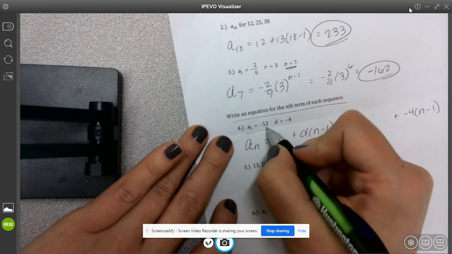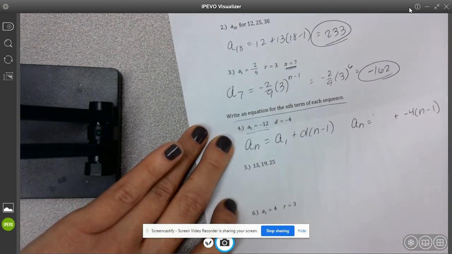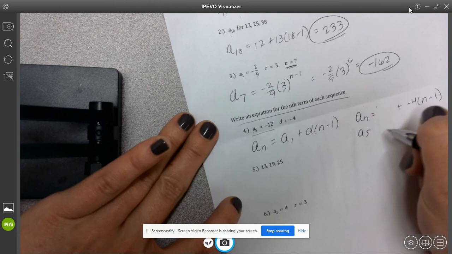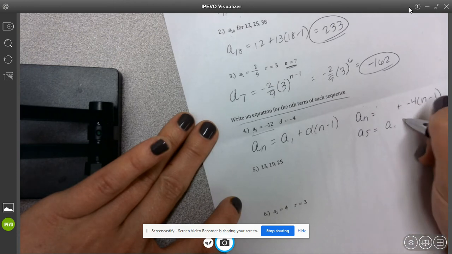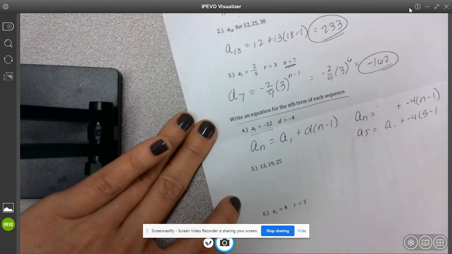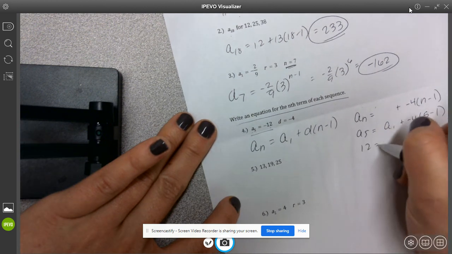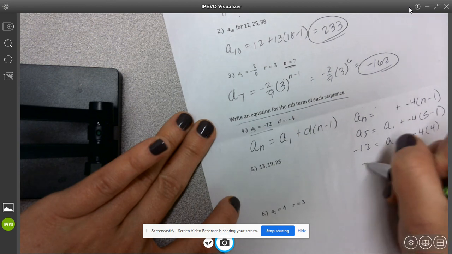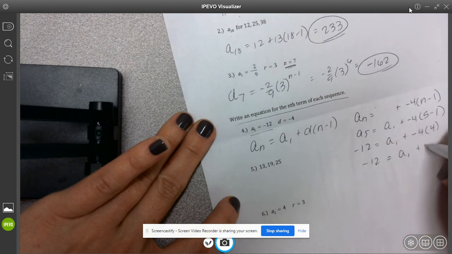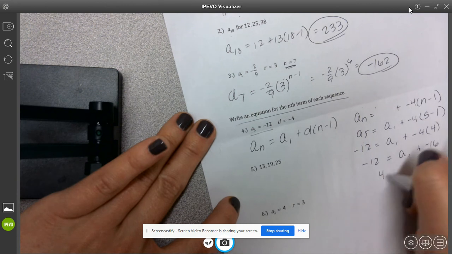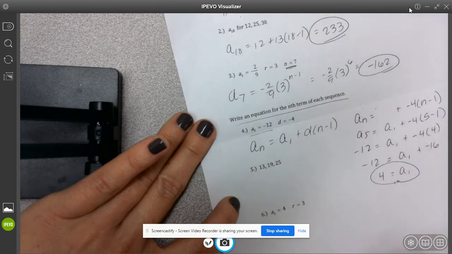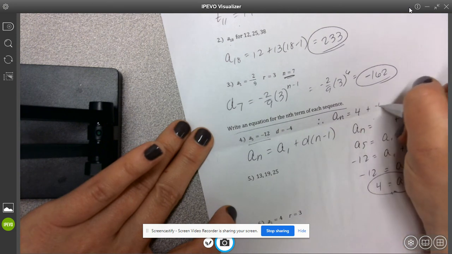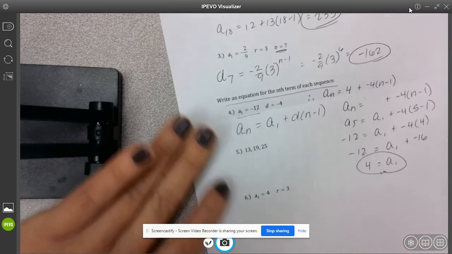Well, if I am at negative 12, I need to find the first term, okay? Well, I know the 5th term is negative 12. I don't know the first term. I know the common difference is negative 4. I'm going to put a 5 in here because I have the 5th term. So the 5th term is 12. I'm going to put in a 4. But add 16 to the other side, it's 4. So my formula is a sub n, 4 plus your common difference and minus 1 times. You can leave it like that or simplify.